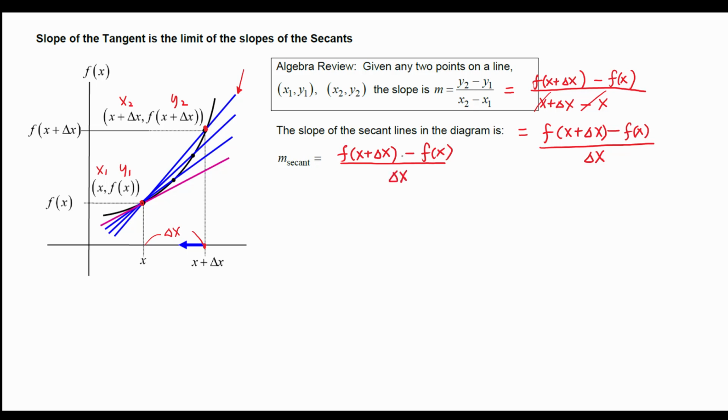But wait a minute. I thought we wanted to find the slope of the tangent line, not the slope of a secant line. That's right. So now imagine you are making delta x smaller. So now let's say your x plus delta x was over here.